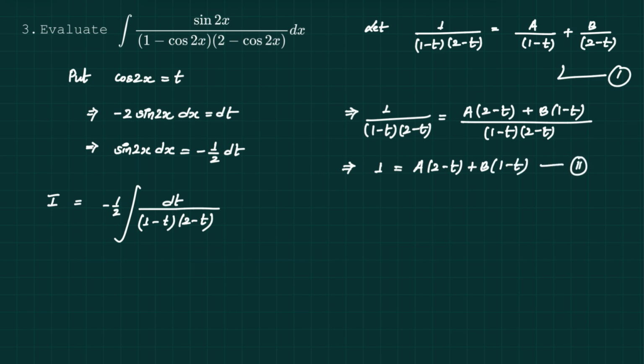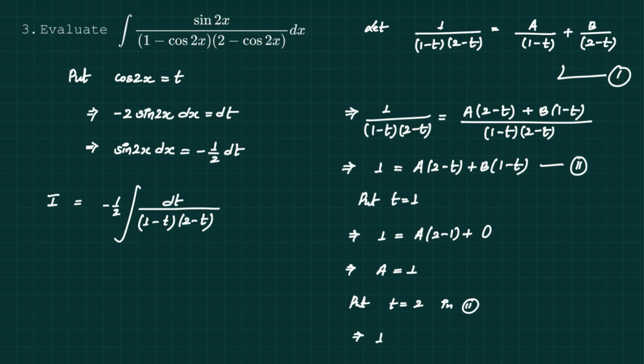Now to get the value of a, let us put t equals 1. Then this gives 1 equals a into 2 minus 1, plus the second term will be 0 if I put t equals 1, and this implies a equals 1. Let us put t equals 2 in equation 2. This implies 1 equals the first term, which will be 0, plus b into 1 minus 2. So this implies b equals minus 1.